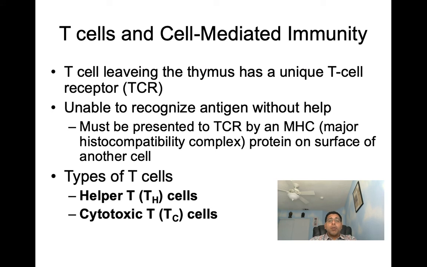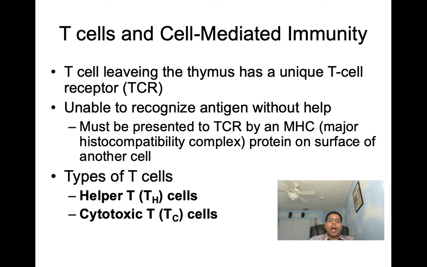We have 2 major types of T cells we're going to talk about. T cells leaving the thymus have a unique T cell receptor. They're unable to recognize an antigen without help. So they have to be presented to the T cell receptors by a major histocompatibility complex protein that's going to be found on the surface of another cell. We have 2 types of T cells. First, we have helper T cells, also known as TH cells, and we have cytotoxic T cells or TC cells.